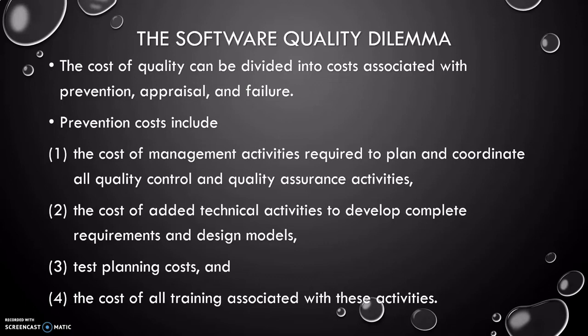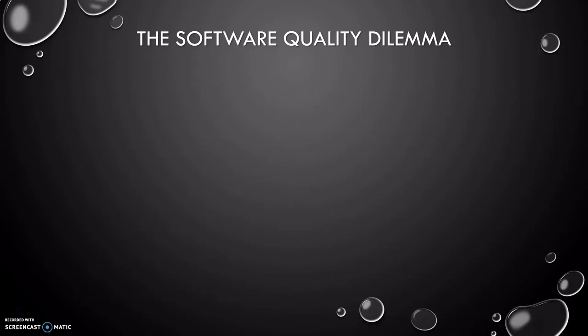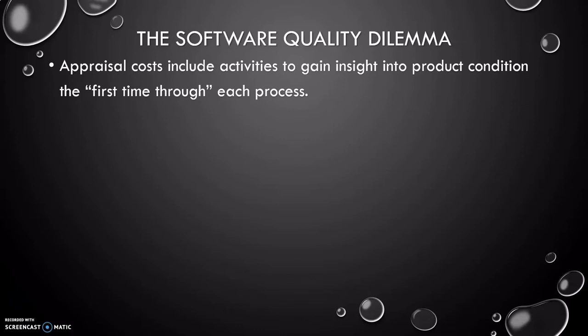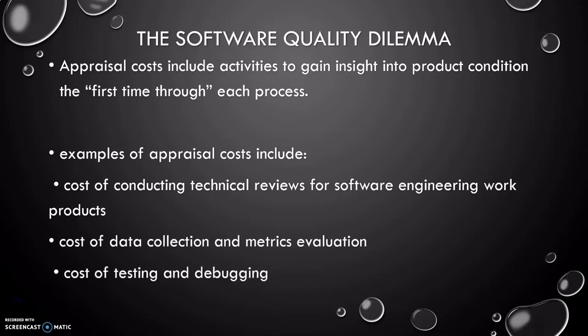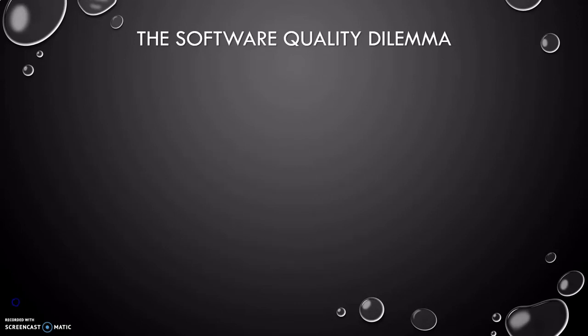So all these can be controlled under the prevention cost. Our next one is the appraisal cost, which includes activities to gain insight into product condition the first time through each process. Examples of appraisal cost include the cost of conducting technical reviews, the cost of data collection and metrics evaluation, and the cost of testing and debugging.